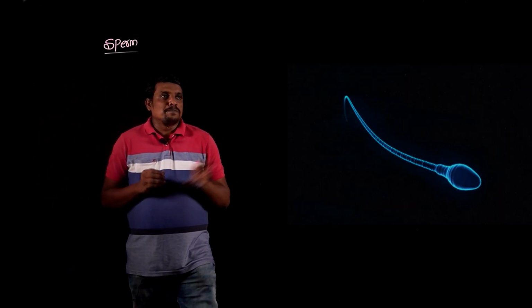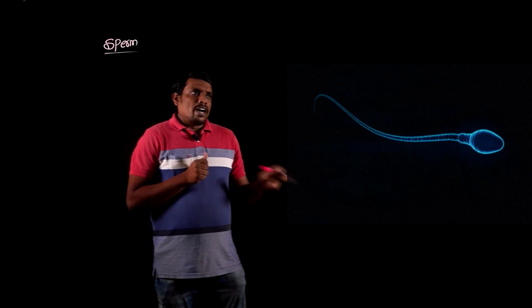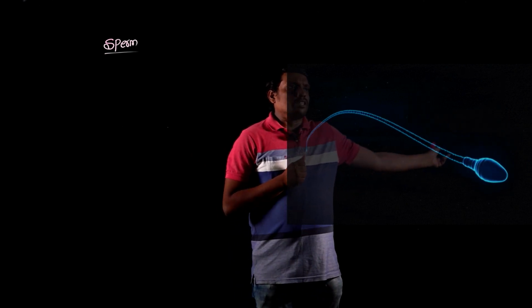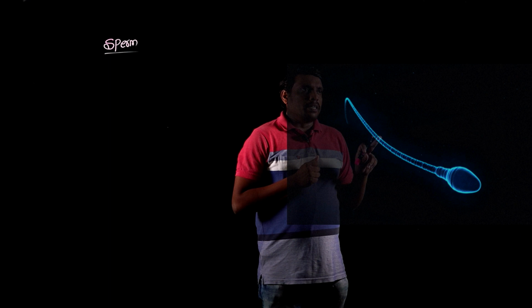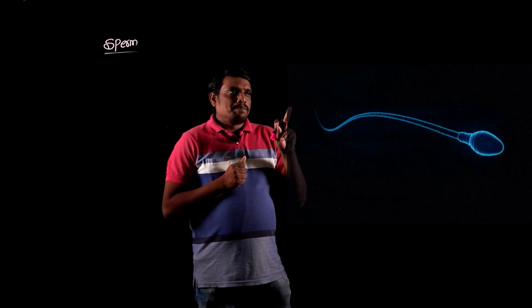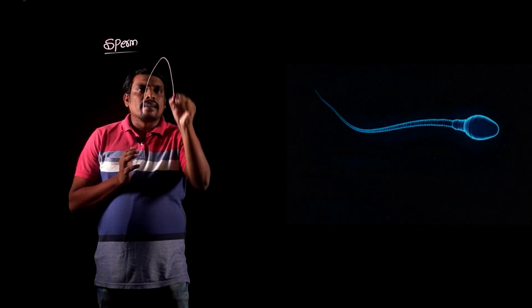Let us see the diagram of a sperm cell, how it looks. As I said in the previous session, it has four important parts. What are those four important parts of a sperm cell? If you see a moving sperm cell, generally it looks like this, which has the head part. Here you can see the head part and neck, the middle piece, and the tail.